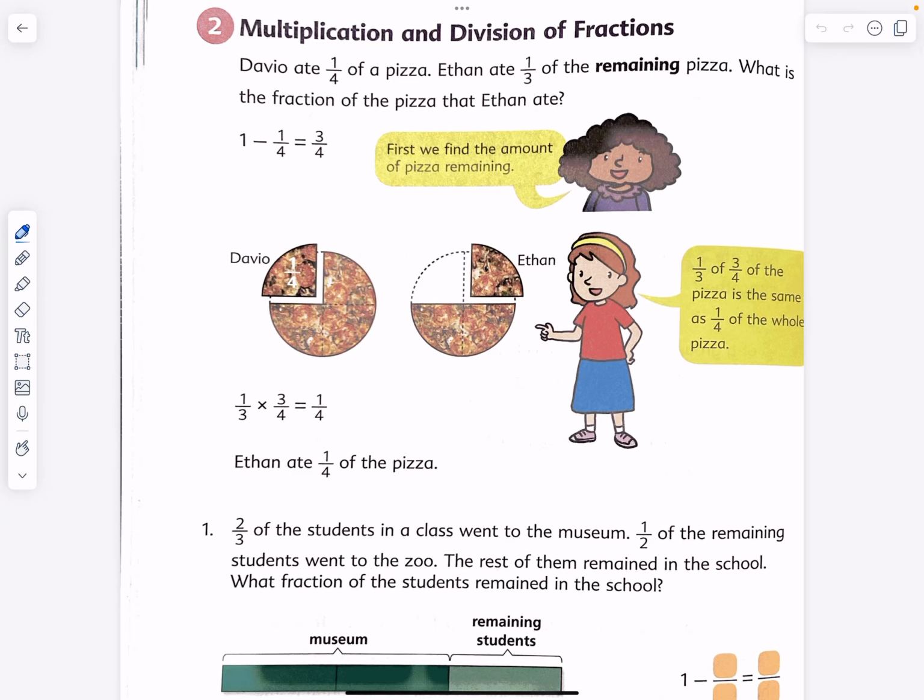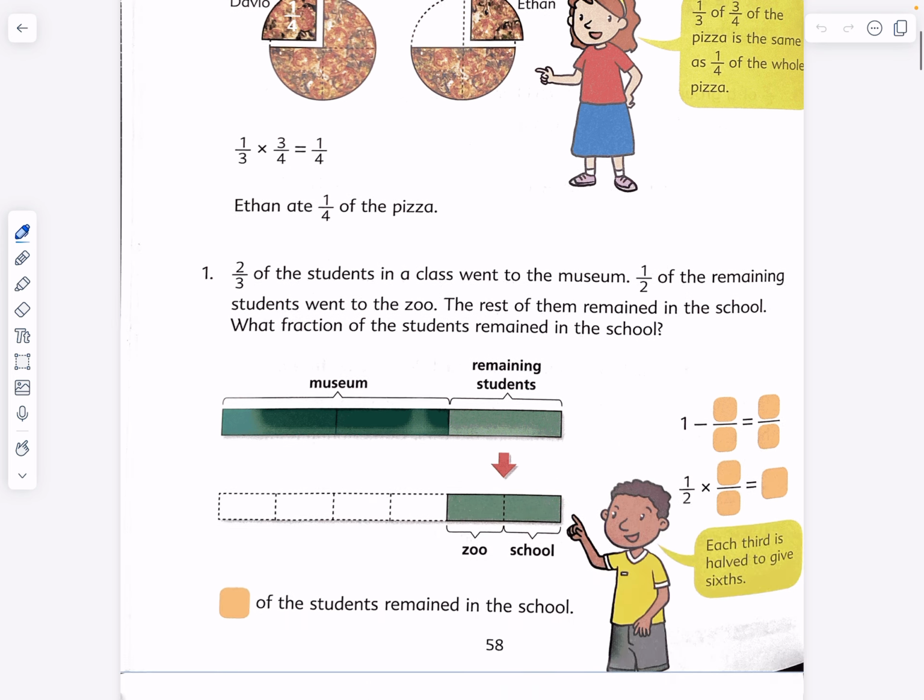Hello, the topic of today's lesson is multiplication and division of fractions. We've covered the operation of multiplication and division of fractions. Today we will look at word problems, many word problems, and of course we will use calculations as we go through them. So let's start with problem number 1.